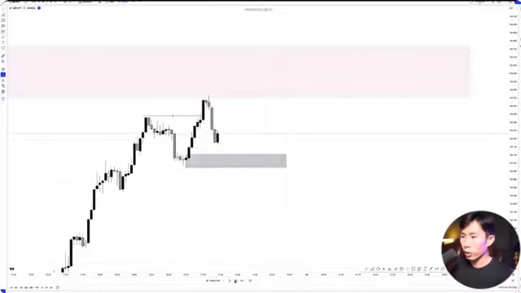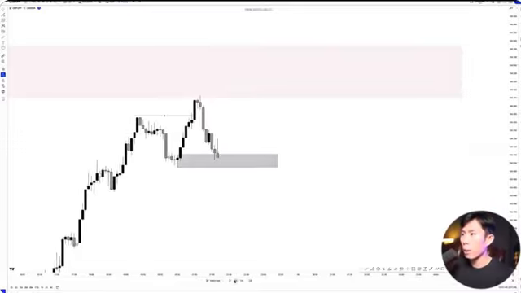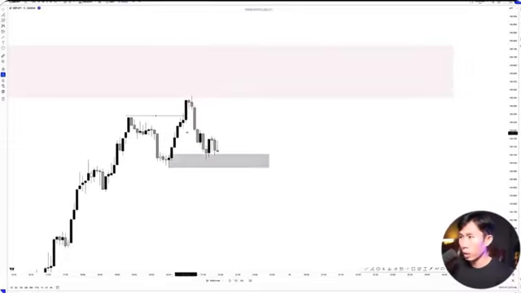Okay, so now let's just continue to play price forward and see what price does. Boom, failed reaction is being formed right here. You can see, beautiful swing high being formed right here.